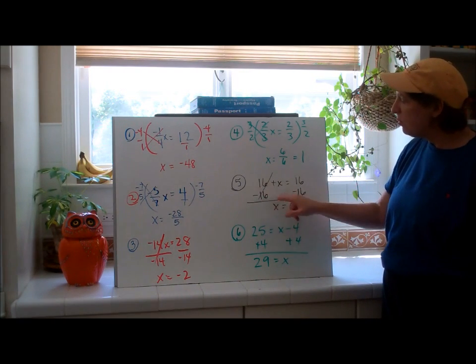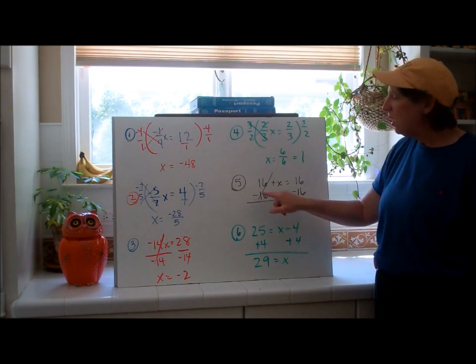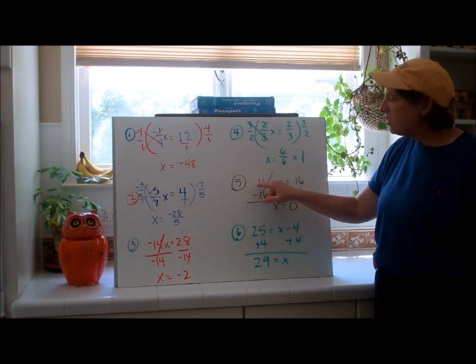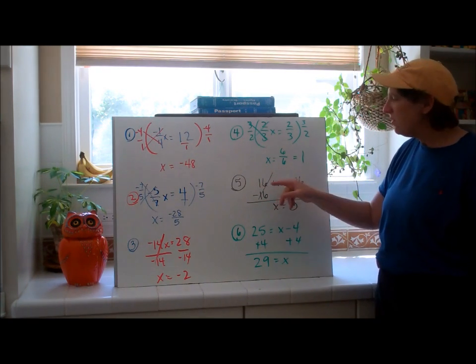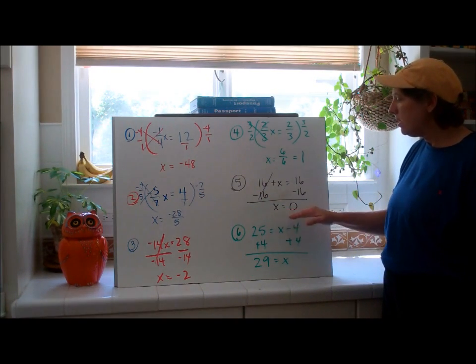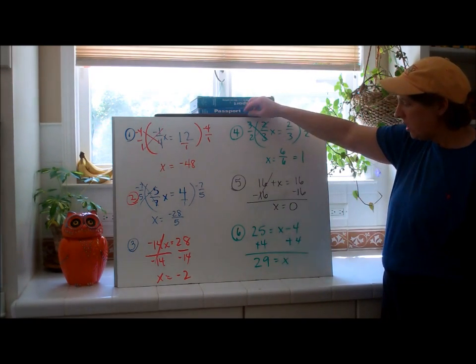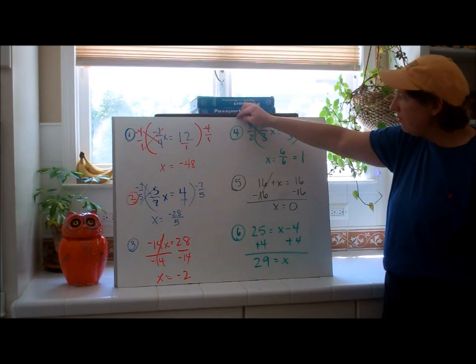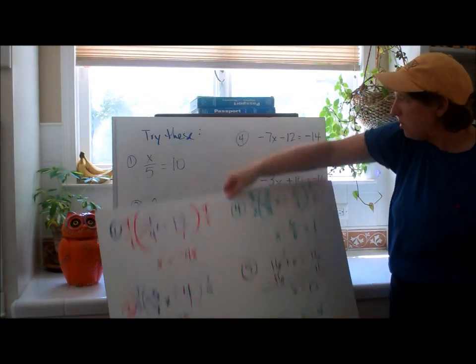Number 5, some of you might have gotten x equals 32. The 16 is out front. It's being added because it's a positive number, so the inverse operation is to subtract 16, so x equals 0. Number 6 is x equals 29. Alright, let's look at some more problems.